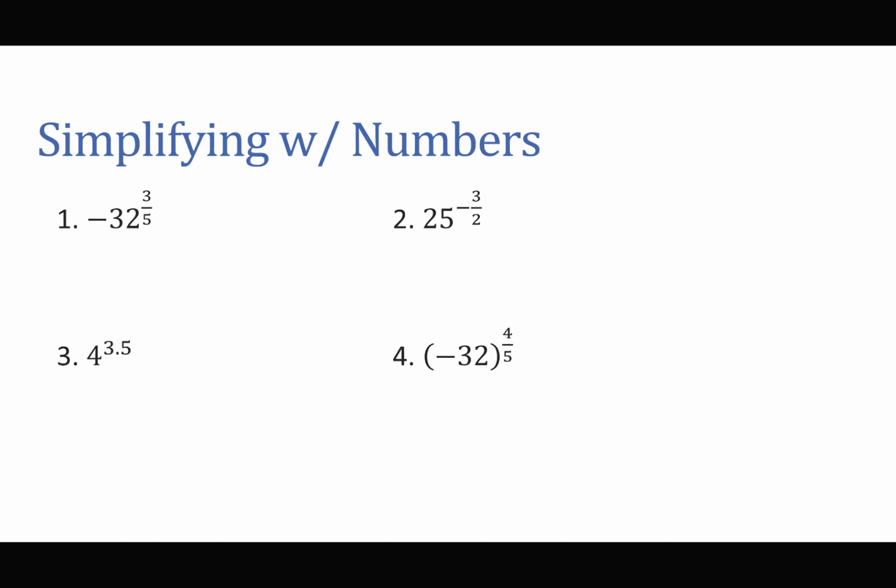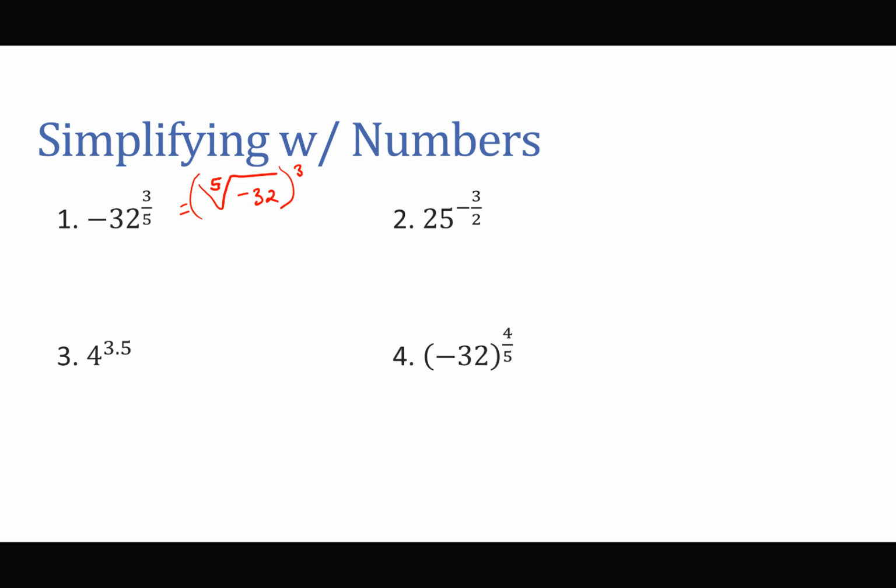So let's take a look at if we're just going to simplify a numerical answer. So we did a bunch of work within the problem, and we end up with negative 32 raised to the 3/5. And I want that to be in simplest form. So, okay, well, what is negative 32 raised to the 3/5? Well, I know that's the same as the 5th root of negative 32 all raised to the 3rd power.